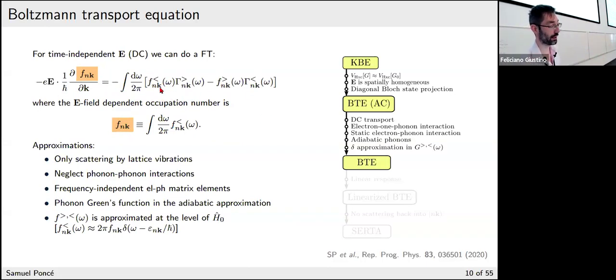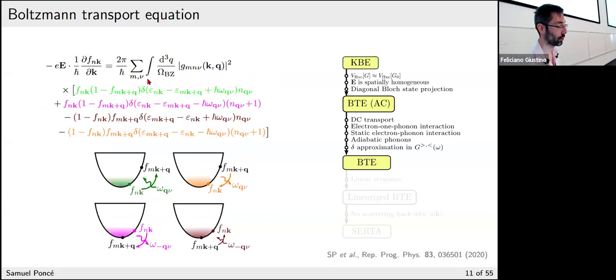Now, the main issue is, of course, the right-hand side term, because we don't really know how to compute this generalized self-energy. And so here we really need to make a lot of approximations. So if we only consider scattering by lattice vibration, if we neglect phonon-phonon interaction, if we assume that our electron-phonon matrix elements are frequency independent, if we consider the phonon Green's function in the adiabatic approximation, and also if we approximate our generalized occupation function, so we do all of this, then one can show that this term reduces to a more manageable one, which is the one that you see on the right-hand side, and you can recognize the electron-phonon matrix element that you've worked with during the hands-on yesterday.